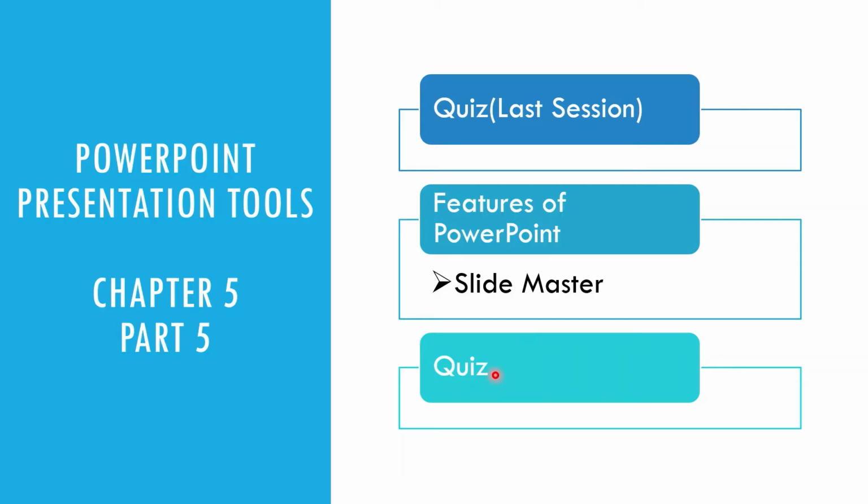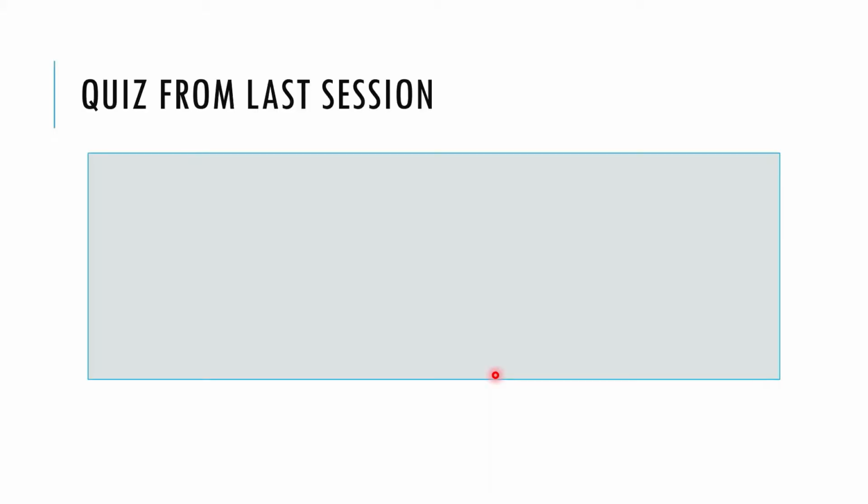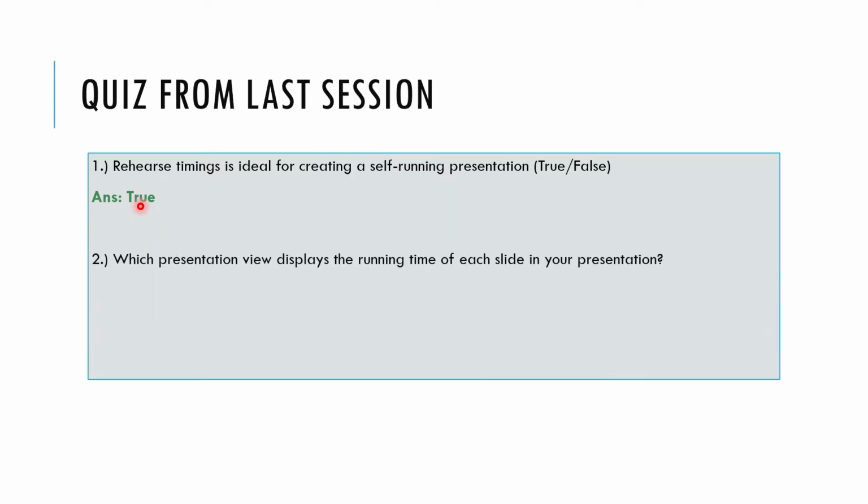So let's begin. The questions which we raised in the last session, the first one was: rehearse timing is ideal for creating a self-running presentation. Is it true or false? And the answer is true. Yes, it is ideal for creating a self-running presentation. The next one: which presentation view displays the running time of each slide in your presentation? And the answer is slide sorter view. Okay, now let's begin with today's session.